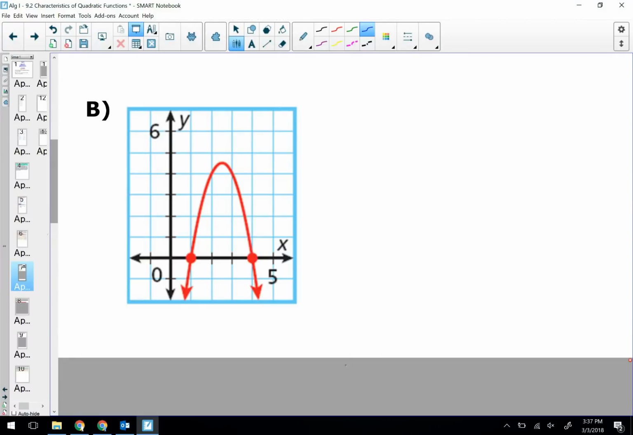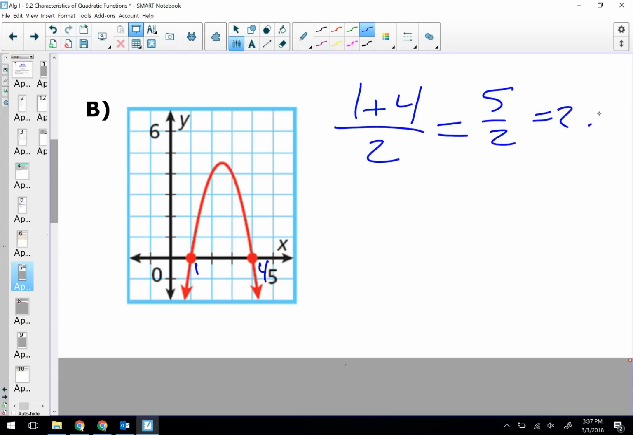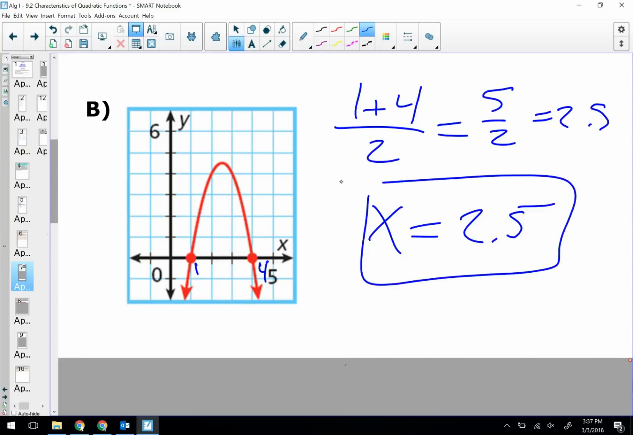What about here? Okay, so we've got 2 zeros. Let's take halfway between. Well, what are my zeros? My zeros are at +1 and +4. Well, what's halfway between 1 and 4? That's 5/2, 2.5. Halfway between 1 and 4 is 2.5. So it's x equals 2.5. Remember again, x equals. That's really important.